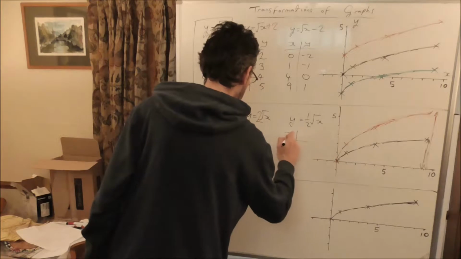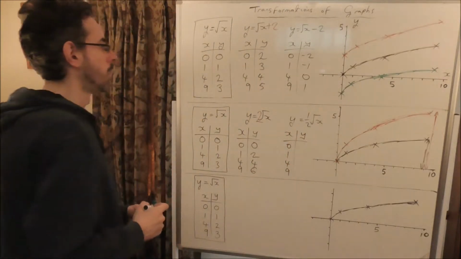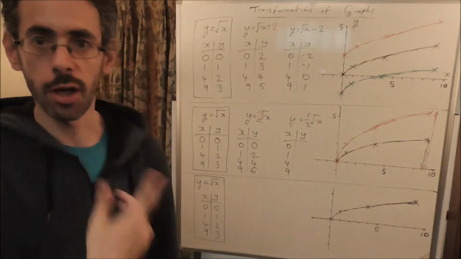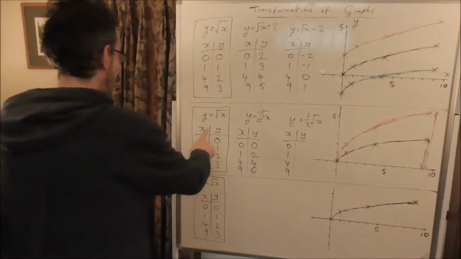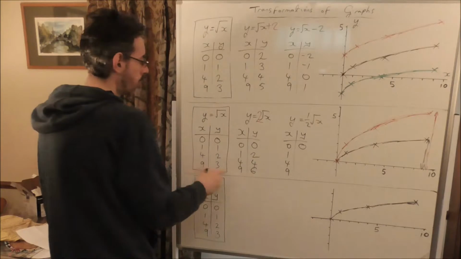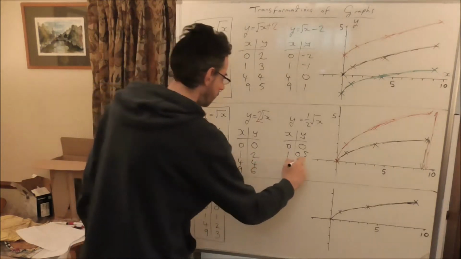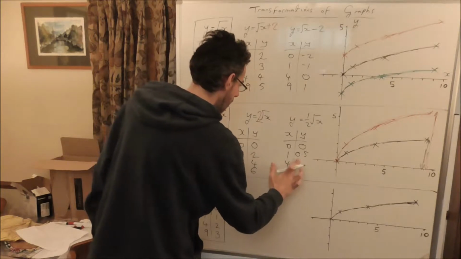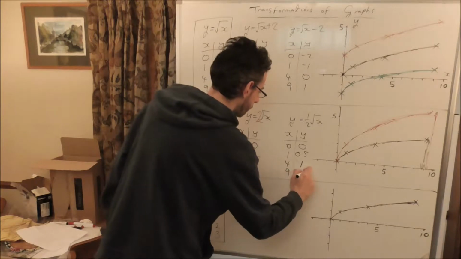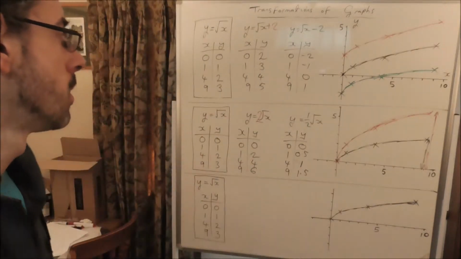Let's do a quick table of values though. 0, 1, 4 and 9. So yeah, we're still square rooting the x values, but we're halving after that. So all the y values are just going to be half of what they were before. Half of 0 is still 0. Half of 1 is 0.5. Half of 2 is 1. Half of 3 is 1.5.